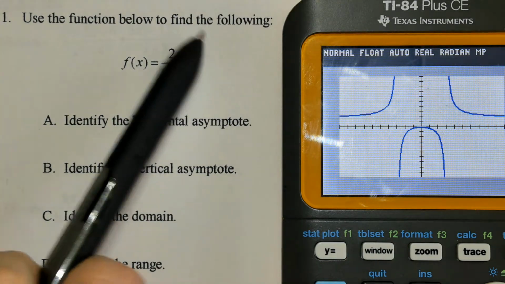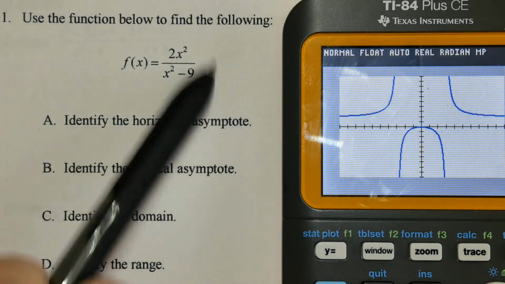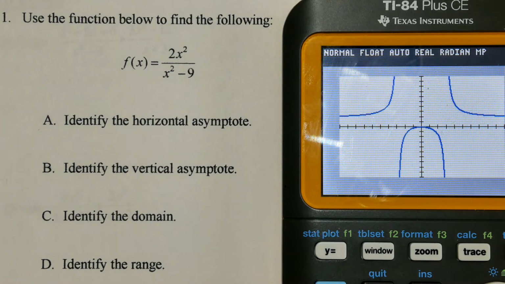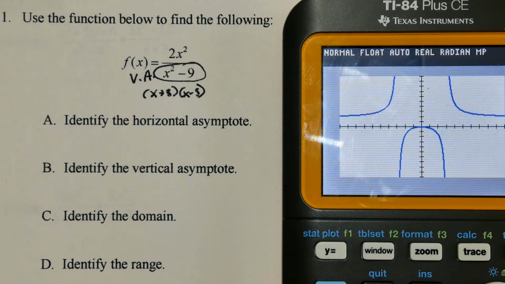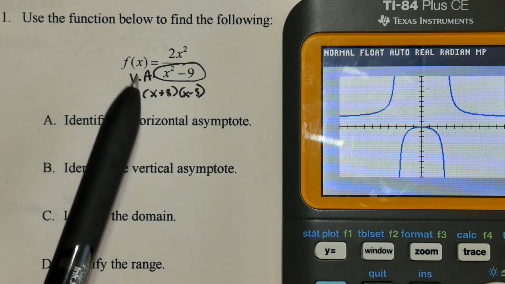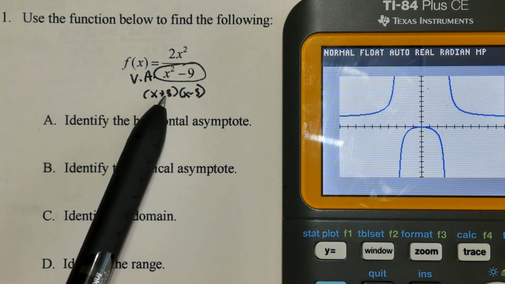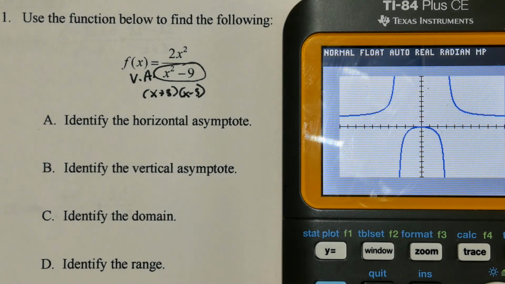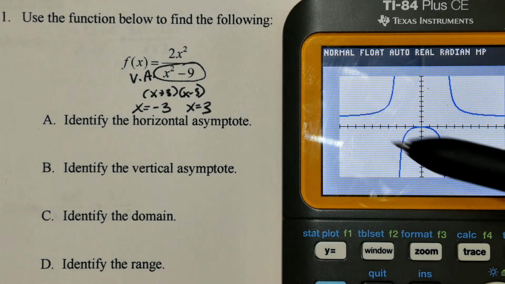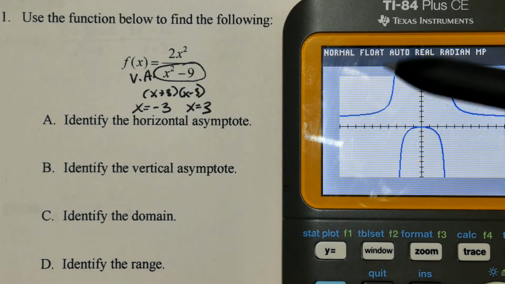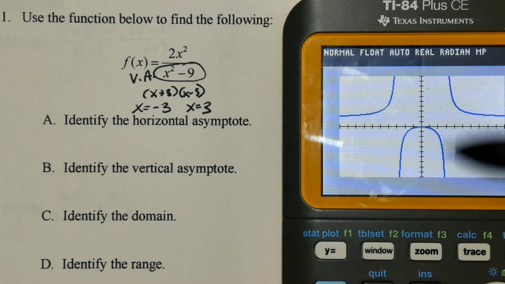Now I'm going to show you how we find three key features in this form: both horizontal and vertical asymptotes, and also if there are any real roots. The denominator can be factored into (x + 3)(x - 3). So I'm able to identify that I have vertical asymptotes at x = -3 and x = 3. Remember that asymptotes are invisible boundaries. Occasionally we do have a horizontal asymptote that is touched, but our vertical asymptotes will never be crossed.